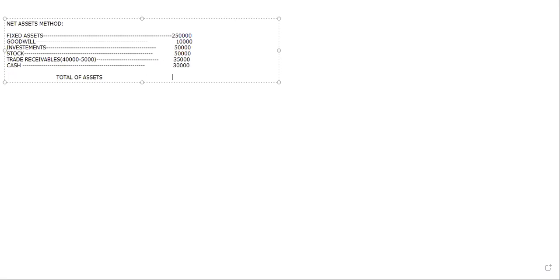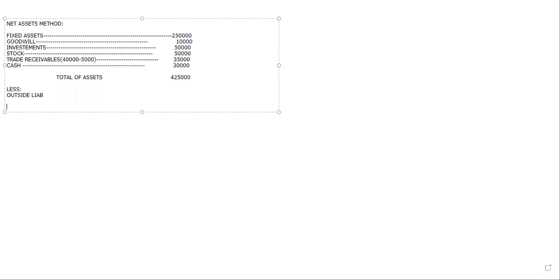4 lakhs 25,000. Now from this one, what we have to minus? Less outside liabilities. Now in these outside liabilities, what did he give? First and foremost, he gave debentures.